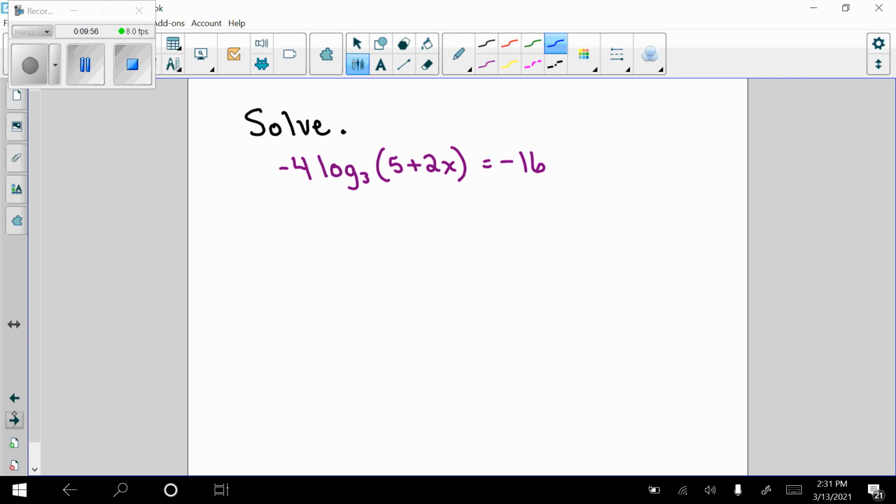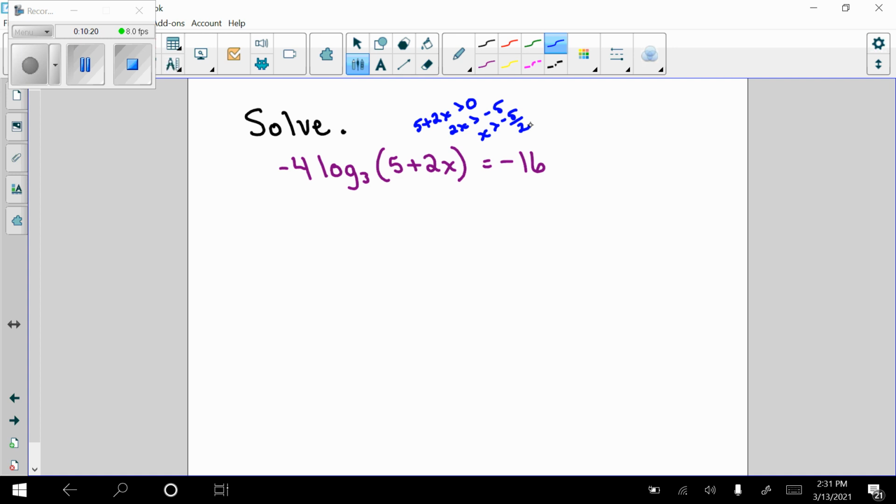Okay, so same idea here. I need to determine my domain first. So 5 plus 2x has to be greater than 0. 2x is greater than negative 5. X has to be greater than negative 5 over 2. Otherwise, that logarithm is undefined.